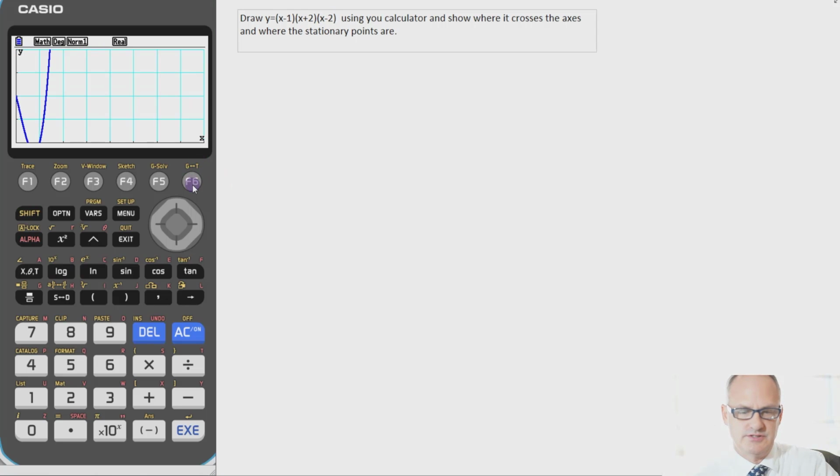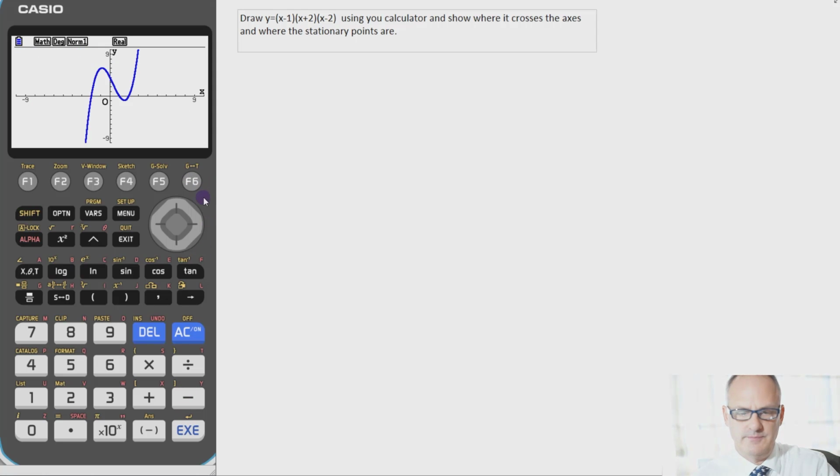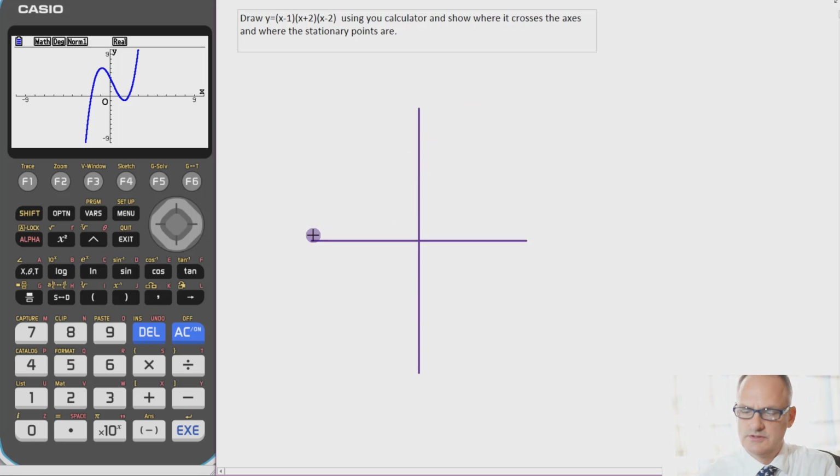Now you see my graph is not looking very good, so I'm just going to go to the view window, and I'm going to try standard scale and see what that does, and draw that, and I get a much better picture of my graph. So I'm going to just grab myself a set of axes. Here we go. So here's a set of axes. Draw my graph. I'm going to do it in a different color. So it's going to go like this.